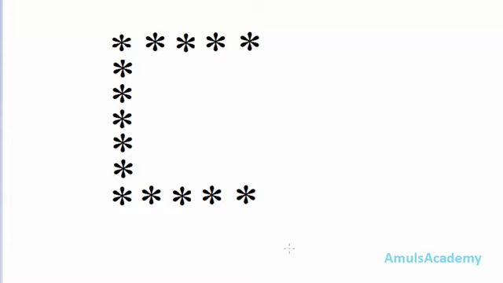Today in this tutorial we are discussing how to print stars in alphabetical C shape. So first we'll see the requirements. If you already watched my previous two tutorials, that is how to print stars in alphabetical A shape and B shape, then you must be knowing we need two for loops to print the stars in the rows and columns.